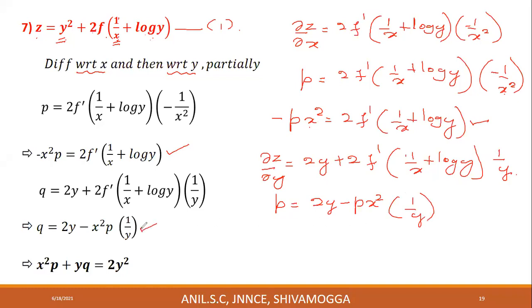This equation. Rest you can do. Multiply the equation throughout by y. If you eliminate this y, you get this equation. q is equal to 2y minus px square into 1 by y. Multiply the equation throughout by y to eliminate this y from the denominator. You'll get this equation. That is the partial differential equation without the involvement of arbitrary functions.